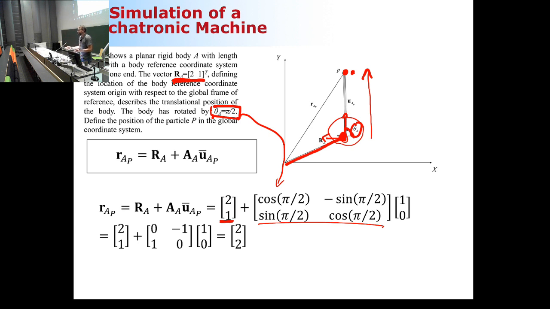Yes? No? No, it's x-axis. Yes, because it's rotated 90 degrees.